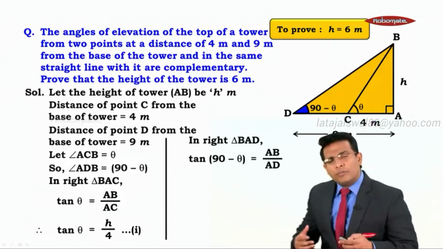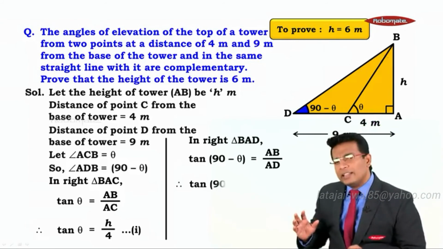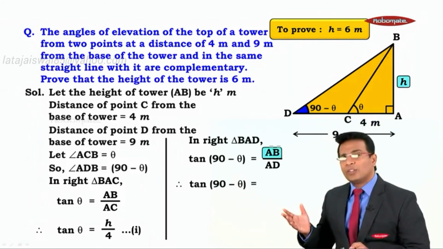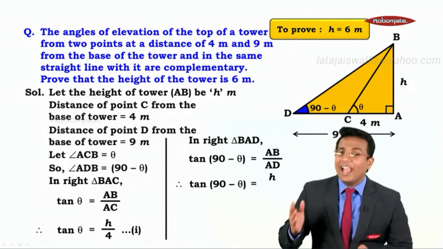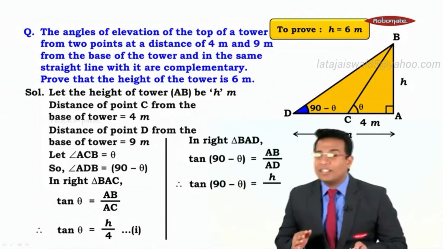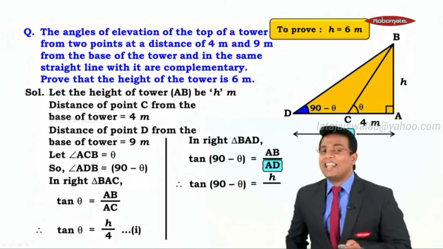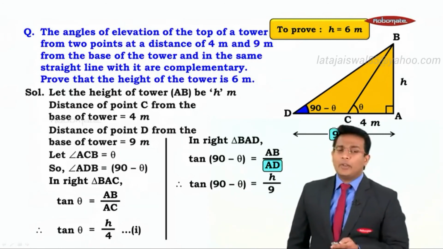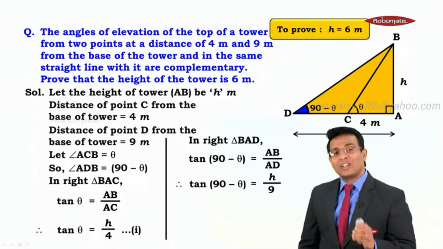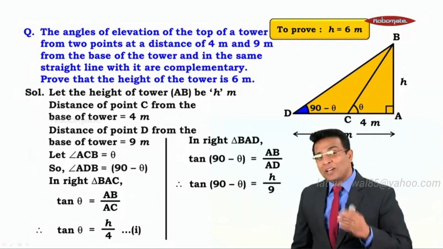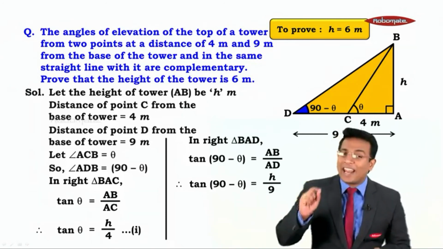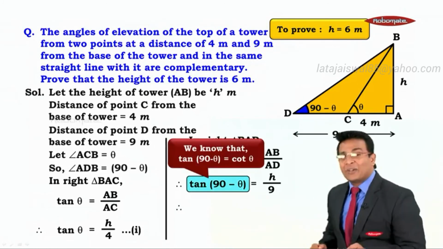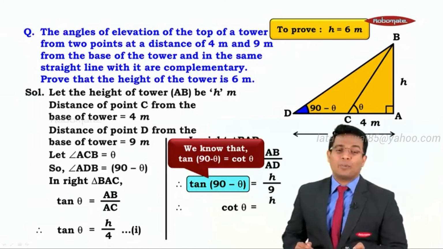Now students, when you solve it further, you know what is tan 90 minus theta is equal to AB upon AD. What's the value of AB? We know the value of AB is nothing but we have taken it as H, and the value of AD, what is AD? AD is nothing but it is 9. So we substitute that value there. Now students, how do you solve it further? Now you say tan of 90 minus theta. Now this is nothing but the trigonometric ratios of complementary angles, and from tan 90 minus theta we realize it is nothing but equal to cot theta. So we write that cot theta is equal to H upon 9.